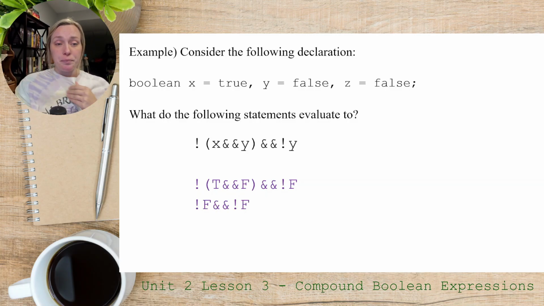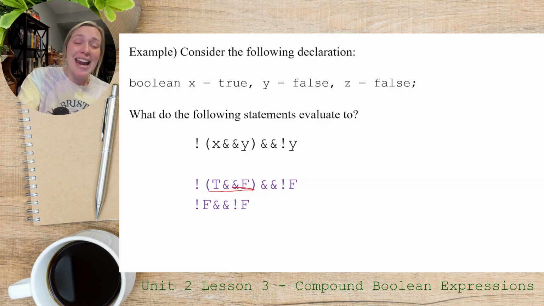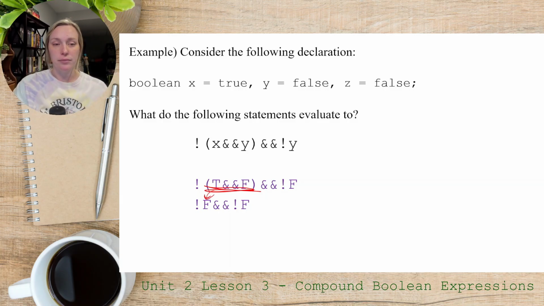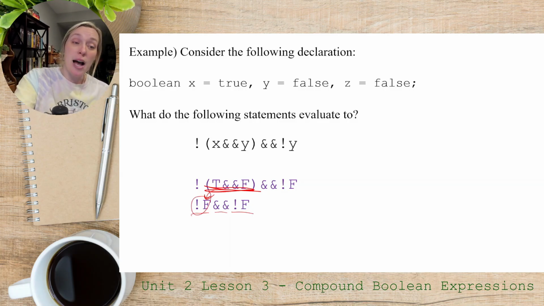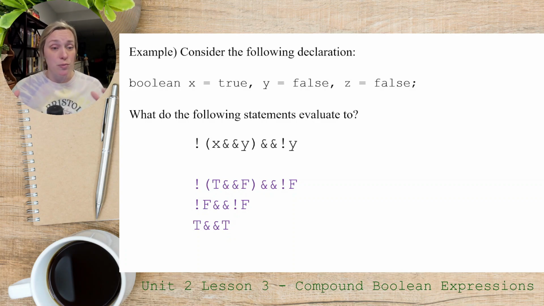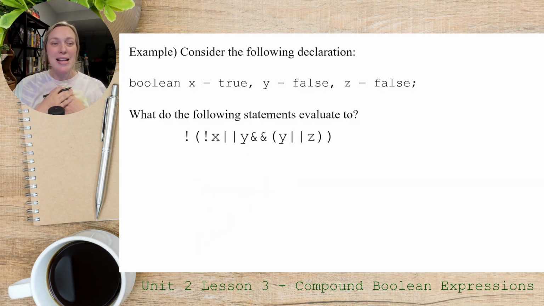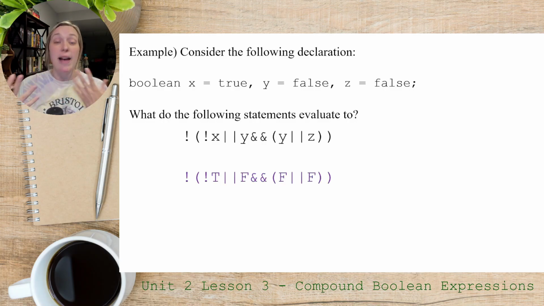Always parentheses here. True and false will evaluate to false here. Okay, then we have not false and not false. Now the unary comes next, so I have to do the not false. Not false would be true and true, switches them. True and true will evaluate to true. And then the last one here, again, substitute in the values in order to evaluate it.